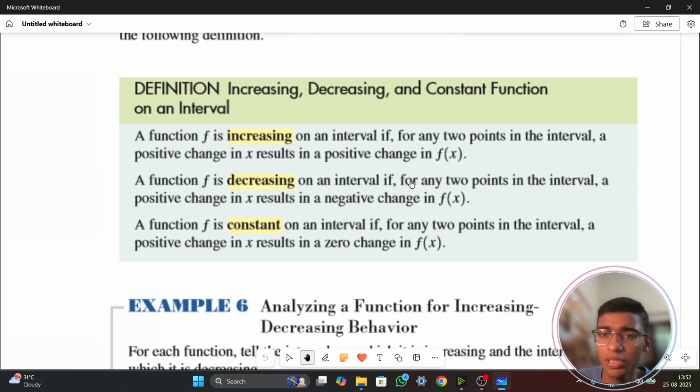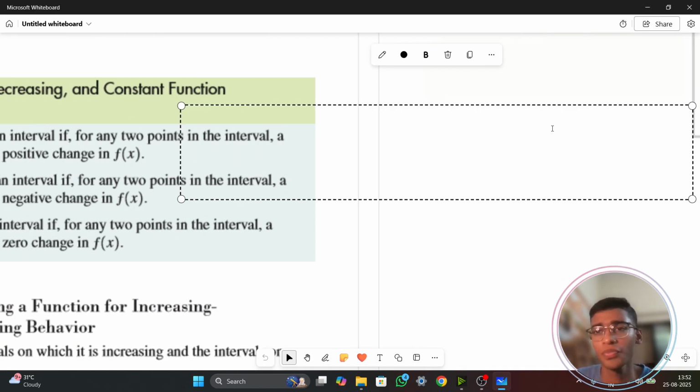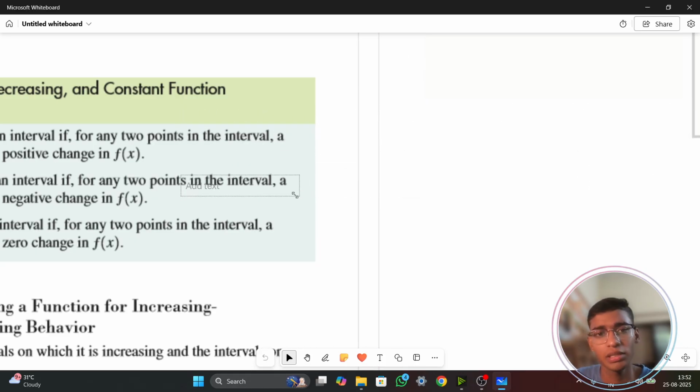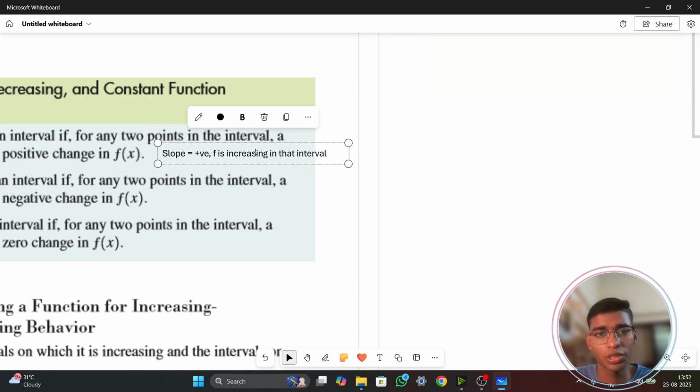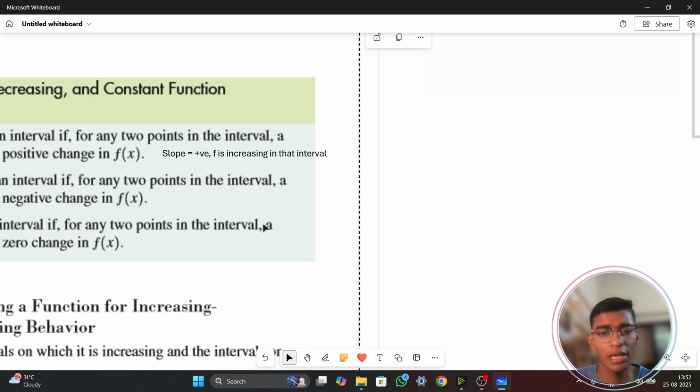For decreasing, it is just the opposite. In the interval, for any two points in the interval, a positive change in x results in a negative change in f(x). That means the slope is negative. Let me write it in short. Here it is concluding to you, and here it is just saying that if your slope is positive, that means your function is increasing in that interval.